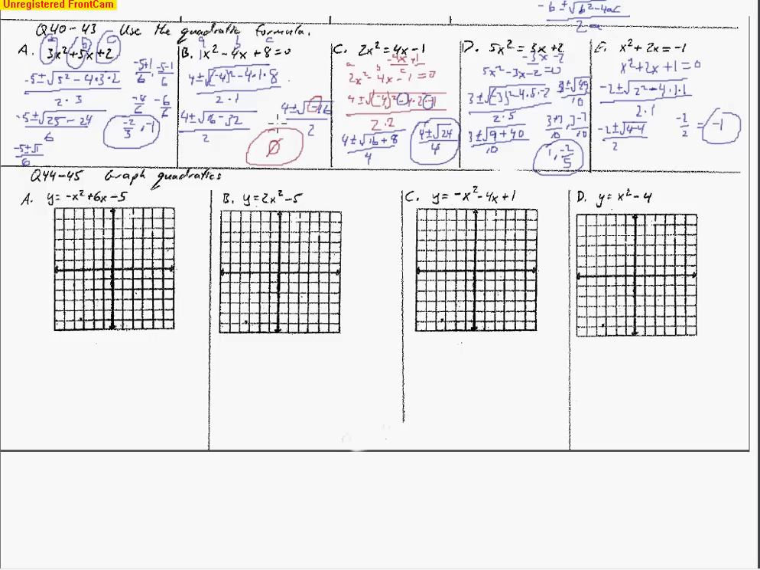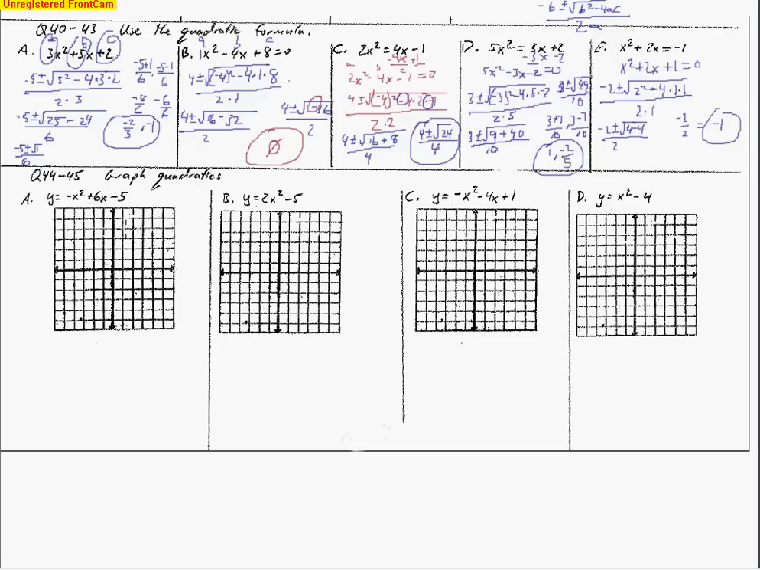So on some of these problems that I say use the quadratic formula, some of them are going to ask us just how many roots we have. So if you get a negative number underneath the radical sign, there's no roots. Positive number underneath the radical sign, there are 2 roots. And if you get a 0 underneath the radical sign, there's only 1 root, kind of like this last one.